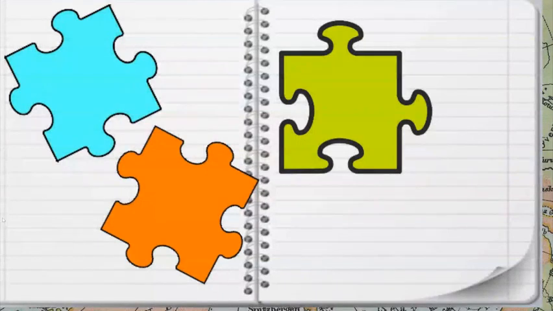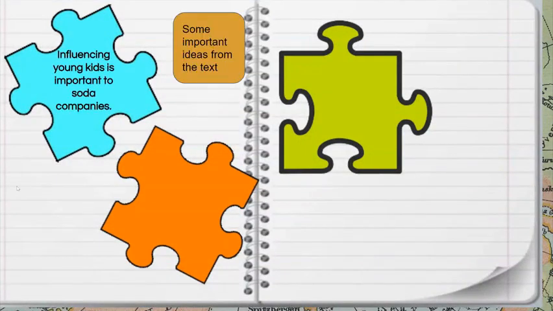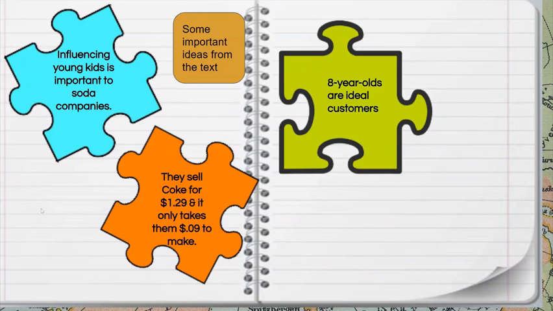All right, one idea I had was that influencing young kids is important to soda companies. I think they talked about influencing elementary school children is important to them. Also, that they sell Coke for $1.29 and it only takes them 9 cents to make. And then 8-year-olds are ideal customers. So those were the 3 facts that I thought were pretty important, and they seem like they might be related.